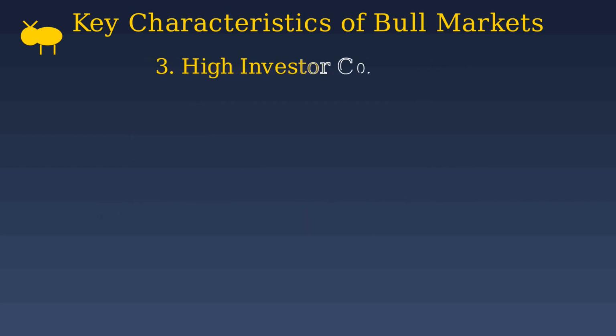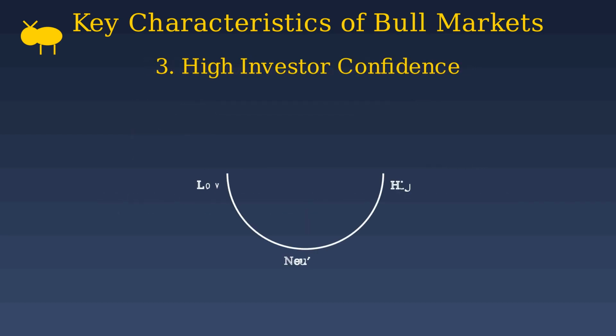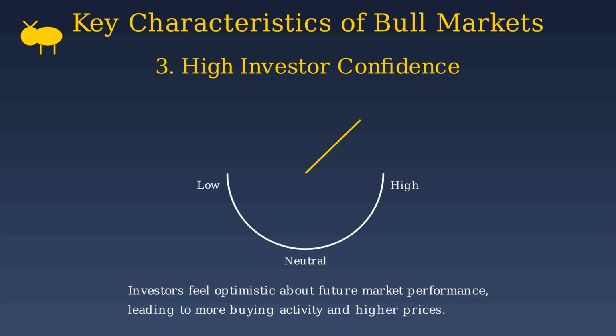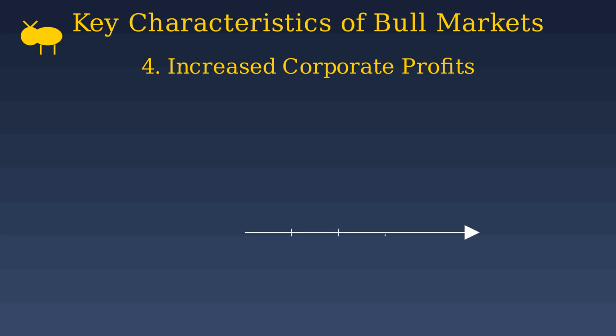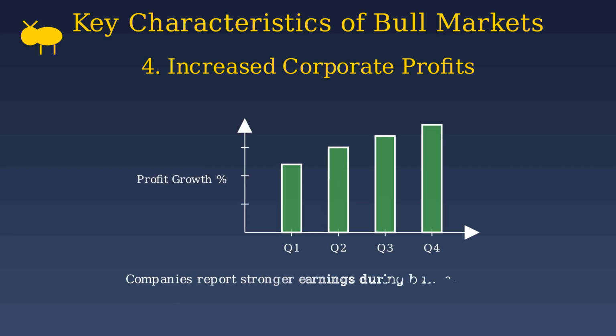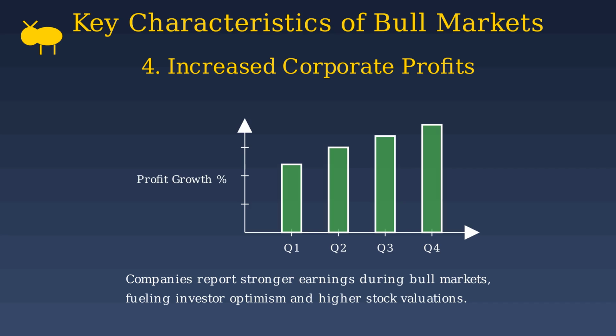During bull markets, investor confidence is typically high. Market participants feel optimistic about future performance, which fuels further buying activity. Increased corporate profits are a hallmark of bull markets. As businesses report stronger earnings quarter after quarter, this fuels investor optimism and justifies higher stock valuations.